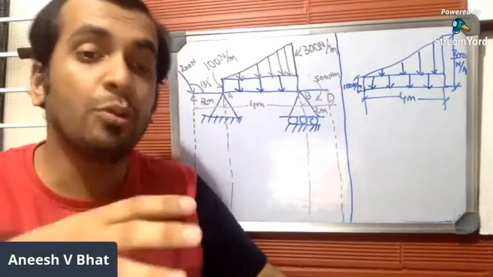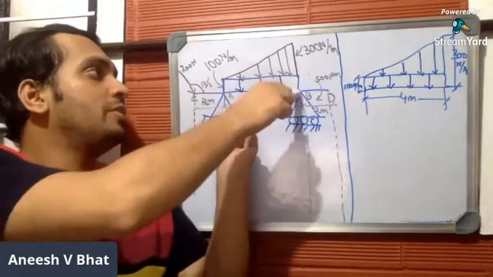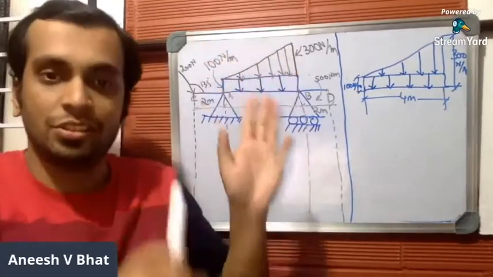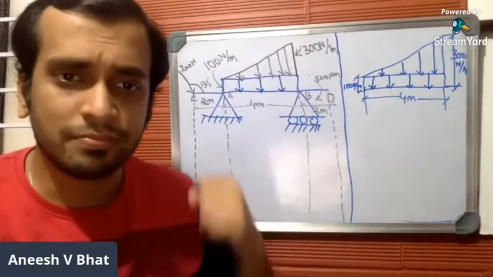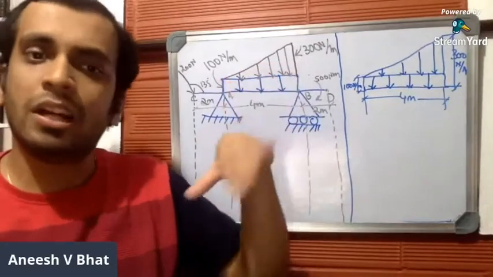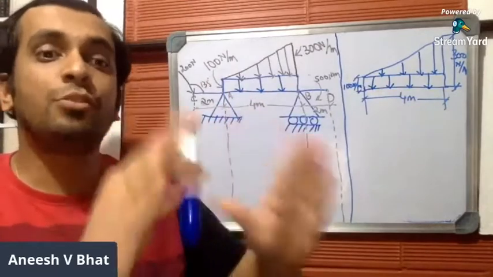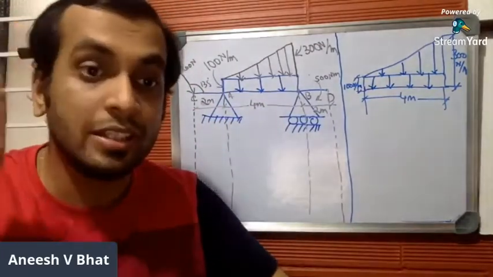You have two loading systems given together. You have UDL here, given in the rectangular form, and this is UVL. So this is a different type, and let us just analyze the loading system. Whenever you have UDL or UVL, you have to convert it back to point loads. This is what you're supposed to understand and analyze.